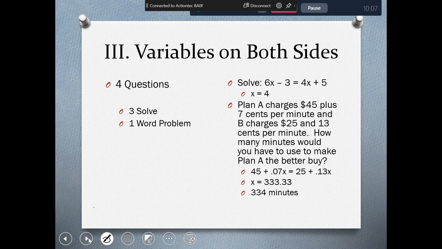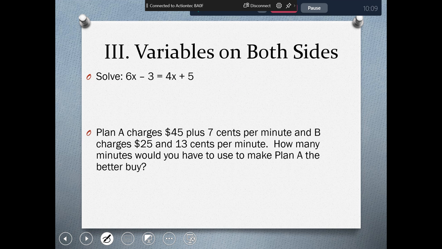Okay, so let's look. So I have this first question here. I have 6x minus 3 equals 4x plus 5. So our first step would normally be to distribute, then eliminate fractions, and then combine like terms. I do not have any of those steps. So my following step is to isolate the variable. That means to get the variable by itself. So I'm going to subtract 4x from both sides. So that's going to be 2x minus 3 equals 5.